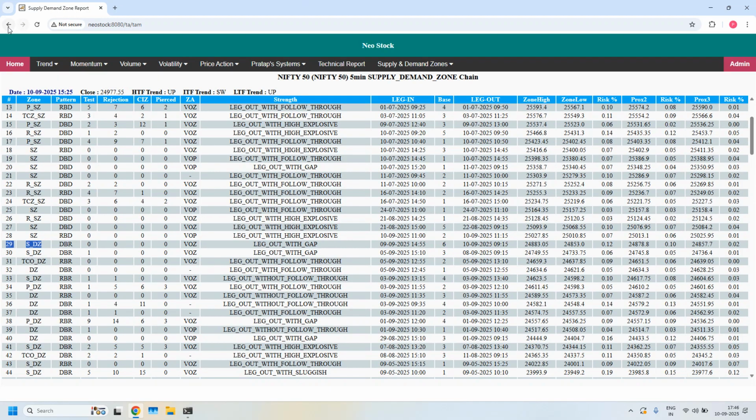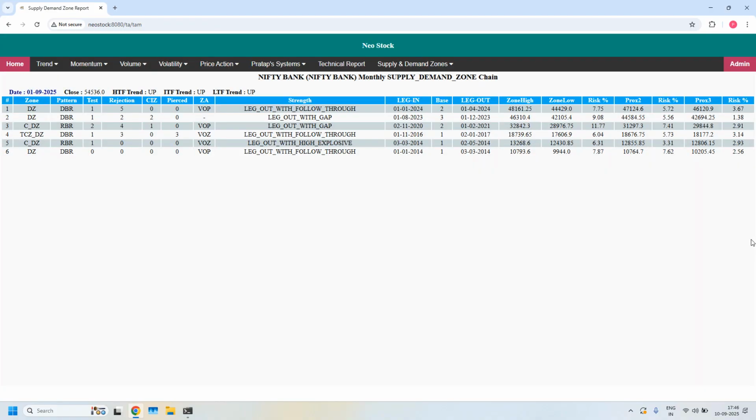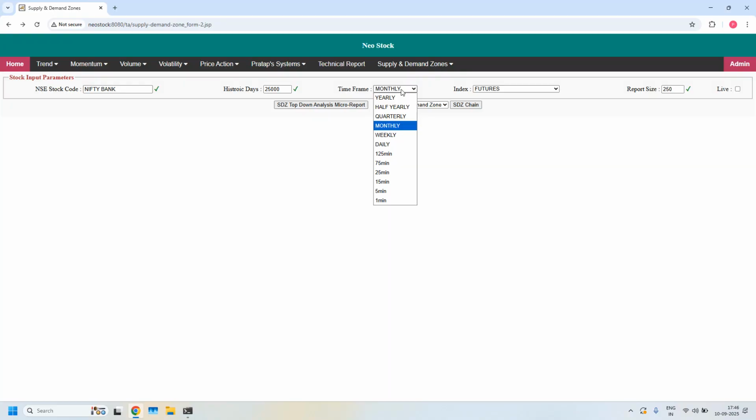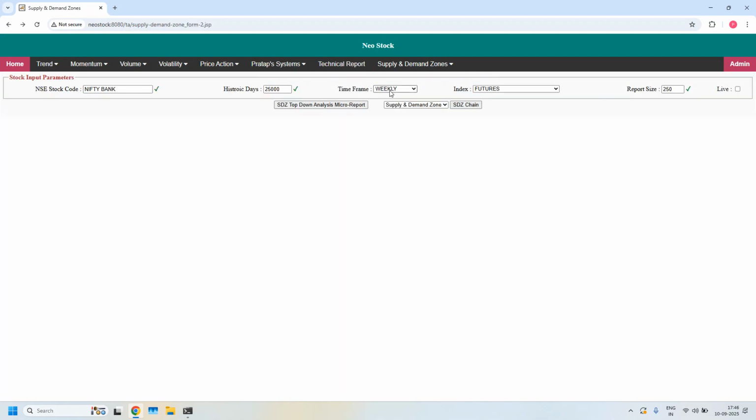Next, I will generate Bank Nifty supply demand zone chain, changing the name to Nifty Bank. That is nothing but Bank Nifty. Generating monthly supply demand zone chain for Bank Nifty. Next, generating a weekly supply demand zone chain for Bank Nifty. Next, generating daily supply demand zone chain for Bank Nifty.